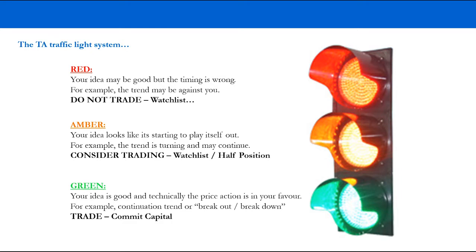So we look at it as an amber on the traffic light system, and you keep this one on your watch list and maybe take a half position or starter position in the trade. So you don't go up to your full position size, you put on a small position. We're going to go on to gross exposure limits and position limits later within risk management to see what that really means.